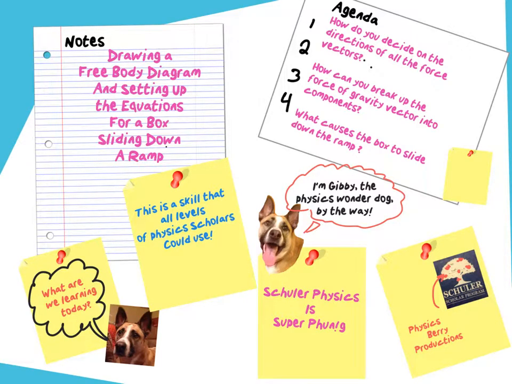Welcome to drawing a free body diagram and setting up the equations for a box sliding down a ramp. This is a skill that all levels of physics scholars could use, and hopefully I'm going to show you how to set up these problems, and hopefully this will get you a long way. So we'll figure out how to decide on the directions of the force vectors, how you could break up the force of gravity into components, and just point out what actually causes the box to slide down the ramp.